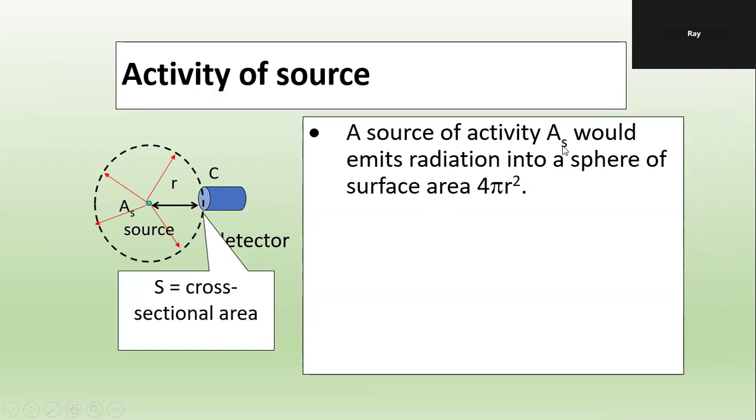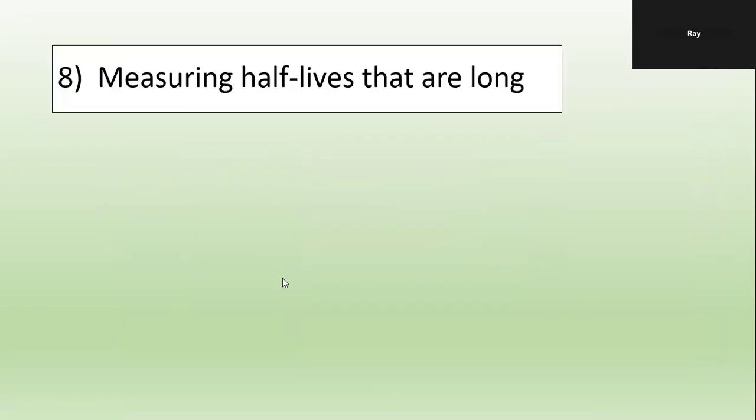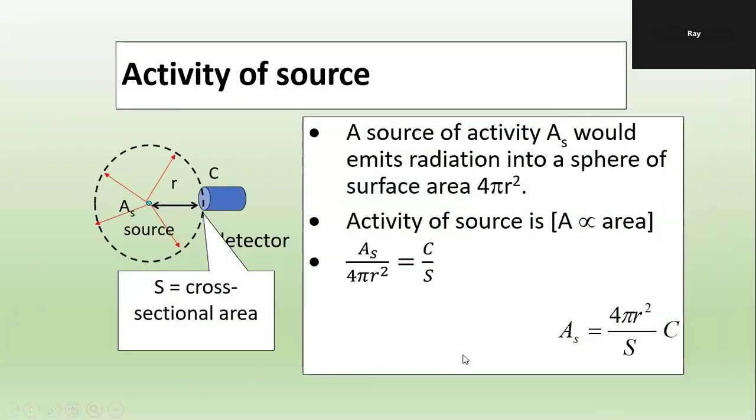The activity of the source is emitted into a sphere of surface area 4 pi r squared. Activity is proportional to area. So using that, we can calculate the activity of the source. The activity detected by the detector over the area of the detector, the ratio must be the same.